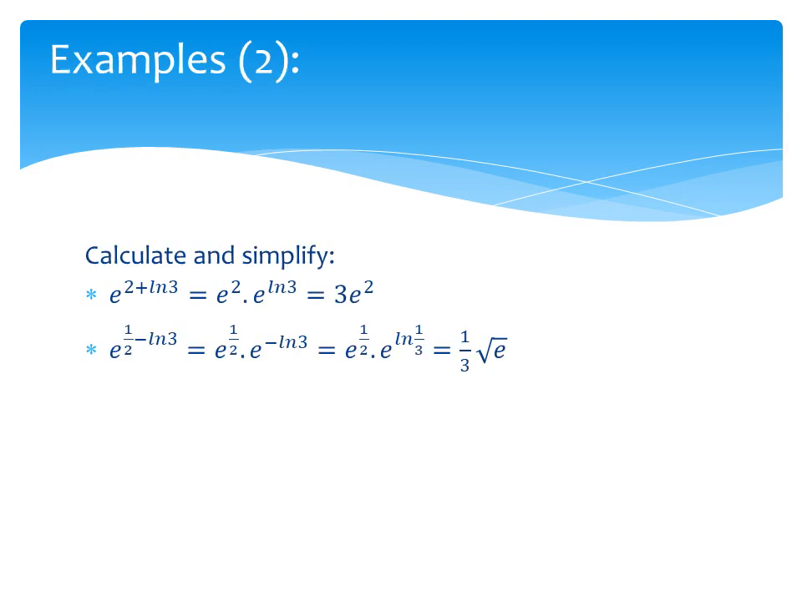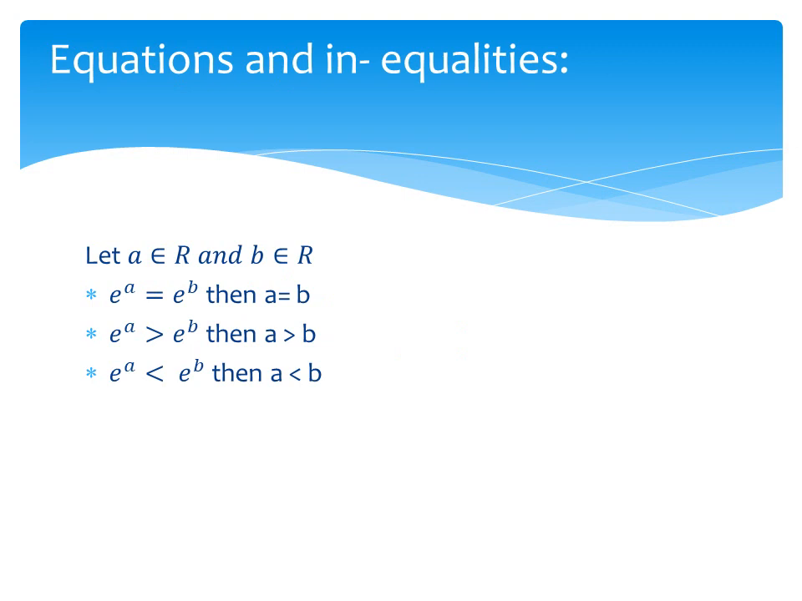Here you can see some examples applying the properties discussed before. Equations and inequalities. If we have any two real numbers, they may also be unknowns, e to the power a equals e to the power b, we can take ln on both sides, then a ln e equals b ln e. Then we can deduce directly that a equals b. e to the power a greater than e to the power b, then a is greater than b. If we have e to the power a less than e to the power b, then a is less than b.